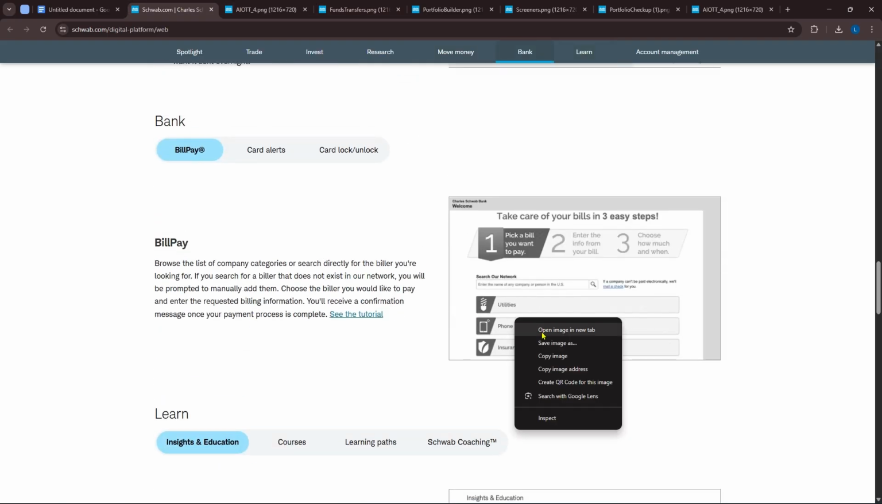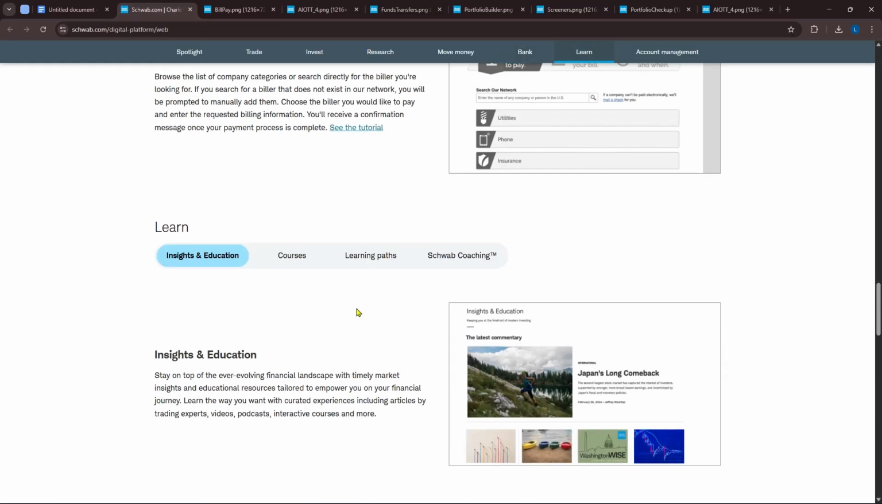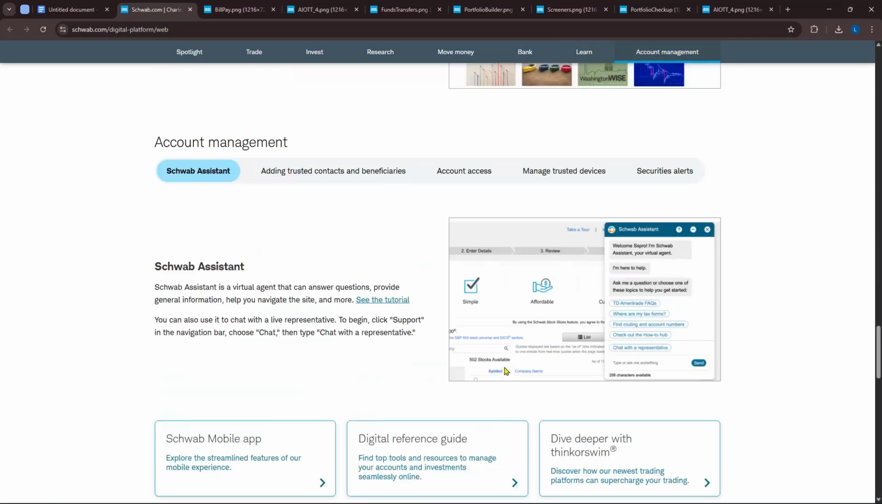So you also have a bill pay right here. So take care of your bills using Charles Schwab Bank. And then there's a lot more going on.